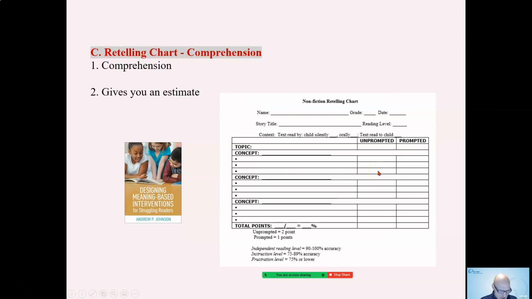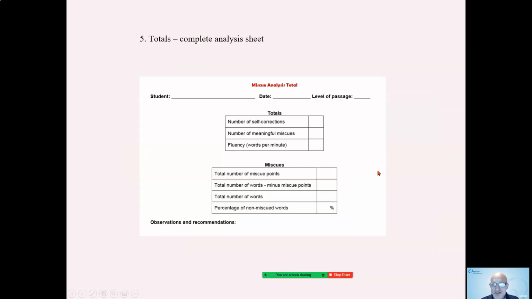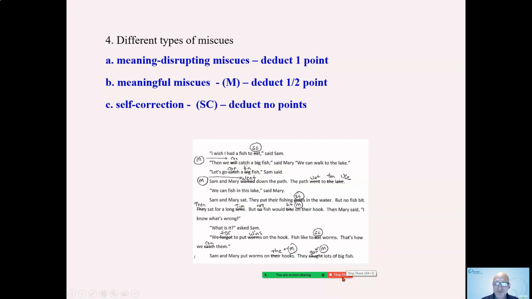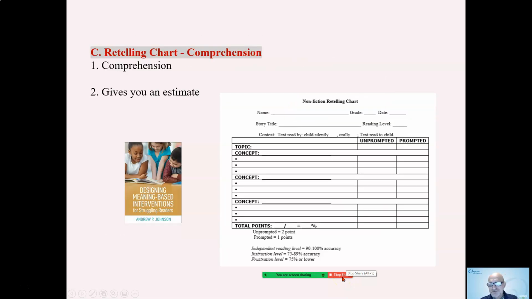What about comprehension? Well, as part of the Miscue Analysis, they ask some comprehension questions, so you can do that. But comprehension worksheets aren't very good. Reading a paragraph and filling out bubbles, okay, they're so-so. But I like the retelling chart for comprehension. It gives us an estimate. And these are created by the teacher, adopt and adapt.